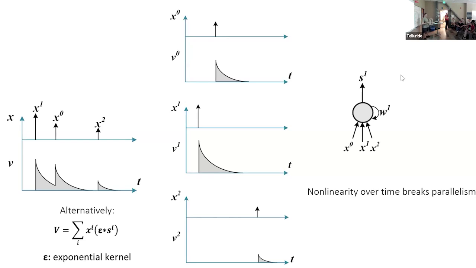Nonlinearity breaks parallelism. This top picture doesn't know when there's going to be a spike. When there is going to be a spike, my final membrane potential gets clamped down. And so I don't know that there's a spike there. I don't know that this is going to be the membrane potential trajectory if I introduce a reset mechanism, or more generally, a nonlinearity.